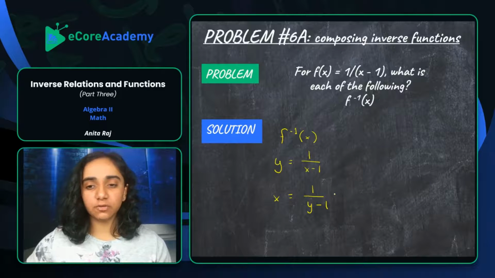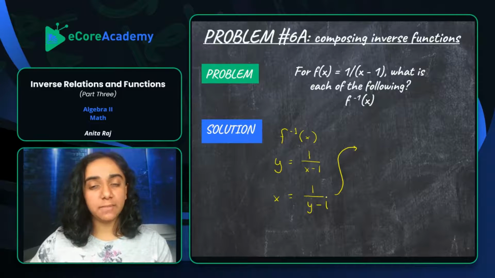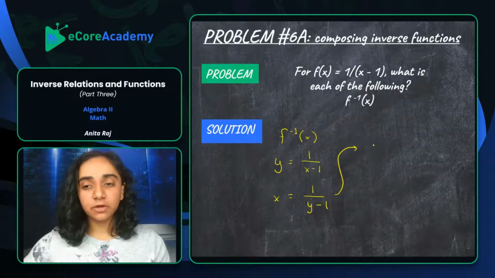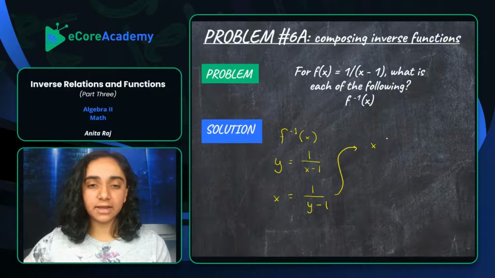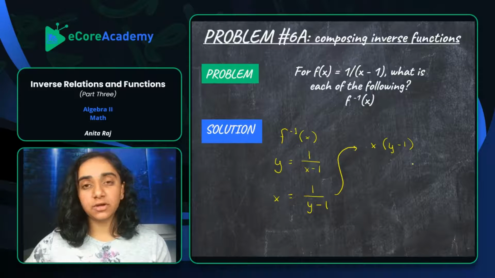So how are we going to solve for y? The first step is to get y out of the denominator. And how are we going to do that? Well, we can multiply both sides of this equation by y minus 1, which is the denominator. If we do that on the left side, we will end up getting x times y minus 1. And on the right side, if we multiply 1 over y minus 1 times y minus 1, the y minus 1 in the numerator and the denominator are going to cancel, and then you're just going to be left with 1.